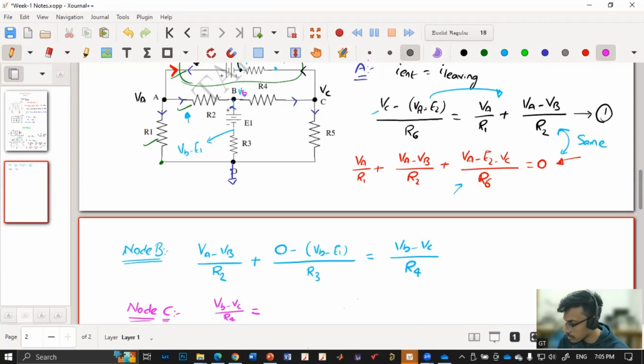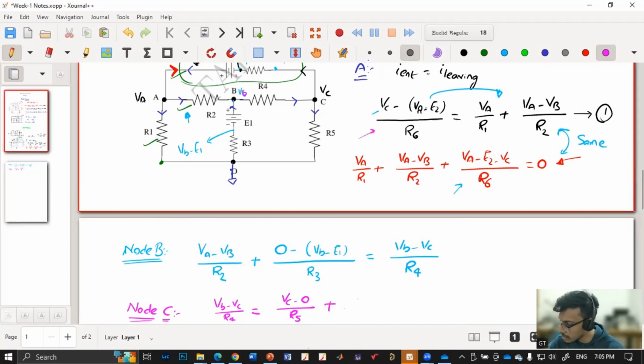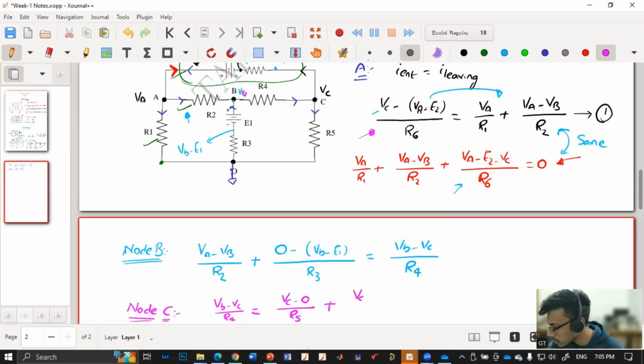is 0 minus VC on R. Or is it 0 minus VC or VC minus 0? VC minus 0, right? Because I have assumed that VC is at a higher potential. So my current direction decides that sign. Plus the current flowing in this path, which I have already calculated here, which is VC minus VA minus E2 by R6.